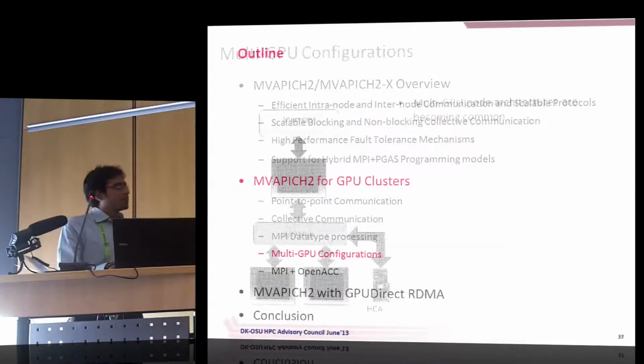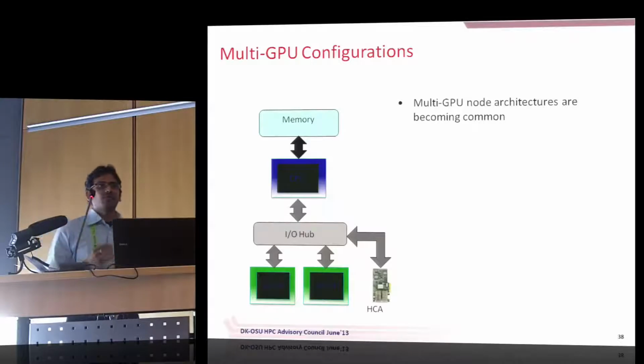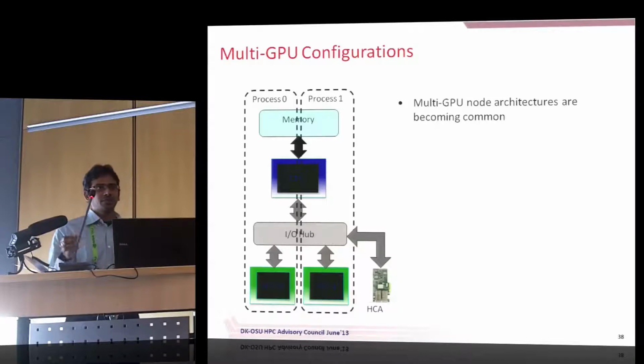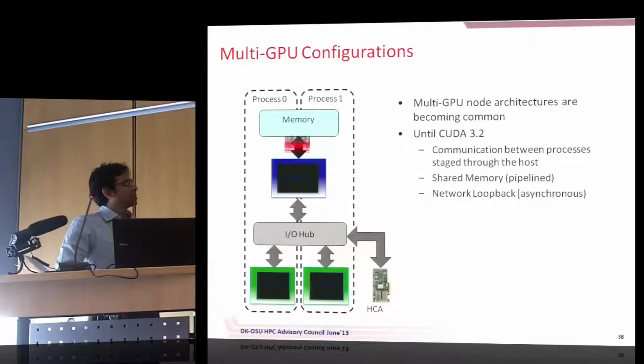Now, one other thing that is becoming common in GPU clusters is each node having more than one GPU. In multi-GPU configurations, in earlier versions of CUDA, if data has to be moved between GPUs that are used by different processes, the data had to be moved from the source GPU into the host memory, then use standard inter-process communication like shared memory to transfer data between the processes, and then the data had to be moved on to the remote GPU.